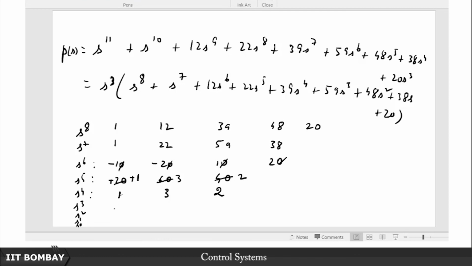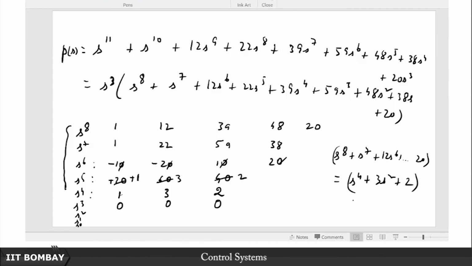And now in the subsequent row here, you see we will get zeros. It's obvious, no? We will get zeros here. So up until this point, what we have studied is the factor, so basically then we can say that this s to the 8 plus s to the 7 plus 12 s to the 6 plus so on and so forth till 20 can be written as a factor of s to the 4 plus 3s squared plus 2 times some other q of s.